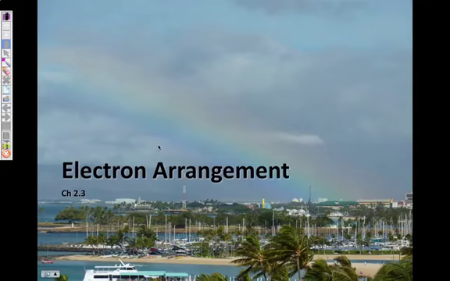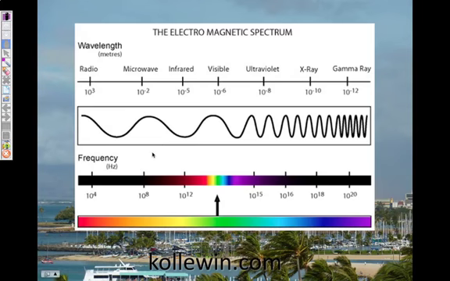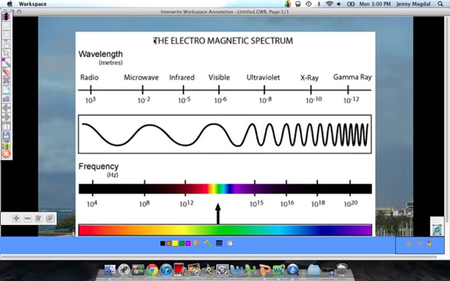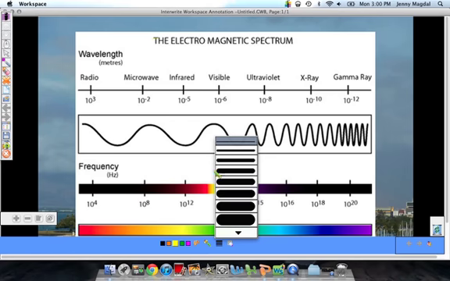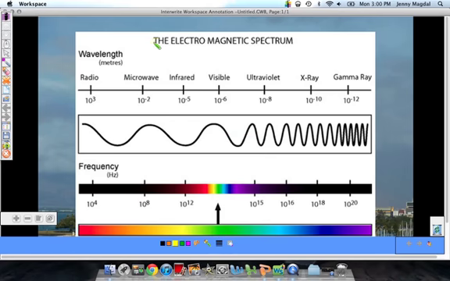Likely to be in an atom. So we've got the electromagnetic spectrum here. And there's a lot on this slide, and not all needs to be written down. So if we're looking at the electromagnetic spectrum, that's one thing that we'll need to write down.